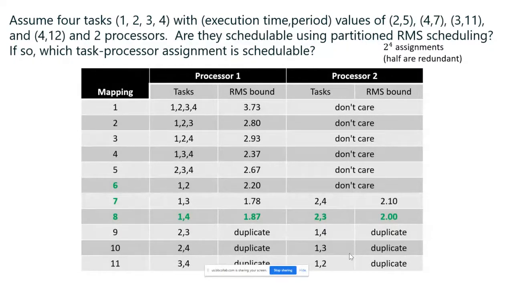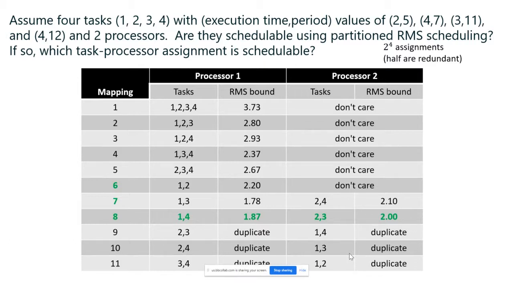So here are all the ways you can. I tried to enumerate all of these. For instance, you can assign tasks 1, 2, 3, 4 all to processor 1, and then you calculate the RMS schedulability test value. And it's 3.73, so that's awfully high. We're just going to assume that means you can't schedule, for the time being, because we're looking to see if there's any of these that are guaranteed to be schedulable.